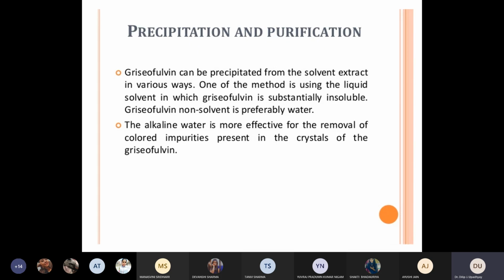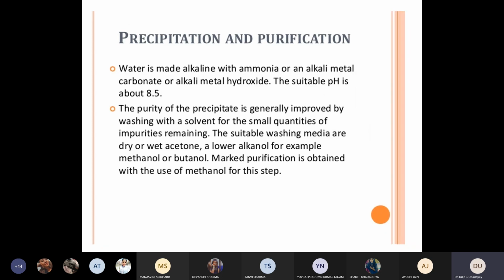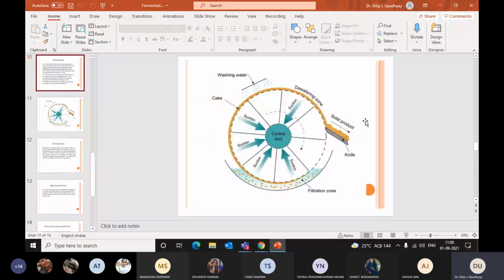Yeah, and the last step is precipitation and purification. It is done by crystallization. If a compound is in a solvent and I start evaporating the solvent, what will happen? Its solubility will slowly reach a saturation point. After the saturation point, you give a cold shock and it will immediately start forming crystals, because cold further reduces the solubility very quickly, and the crystals of griseofulvin are obtained. That is what the whole griseofulvin process is.